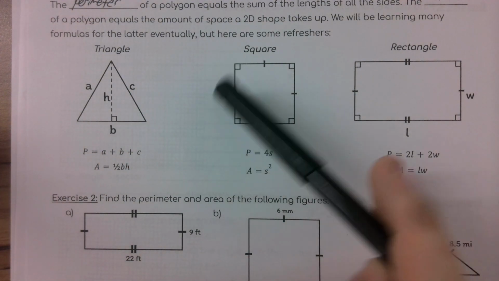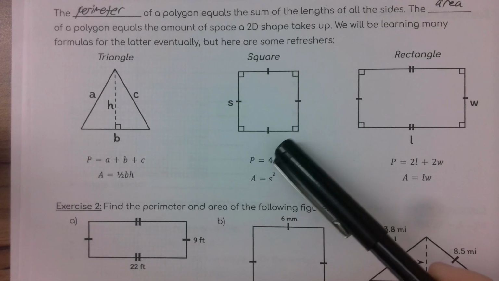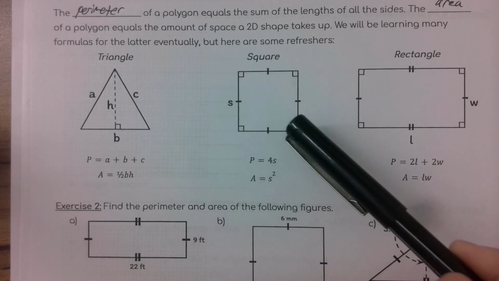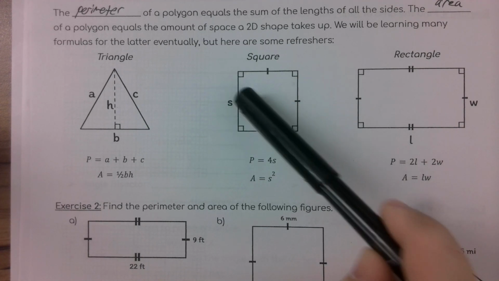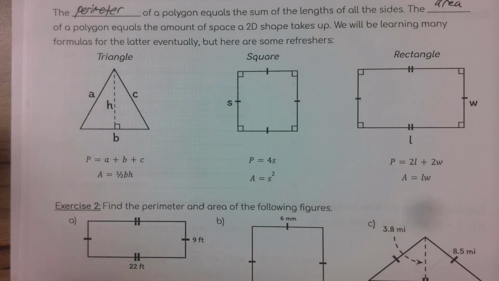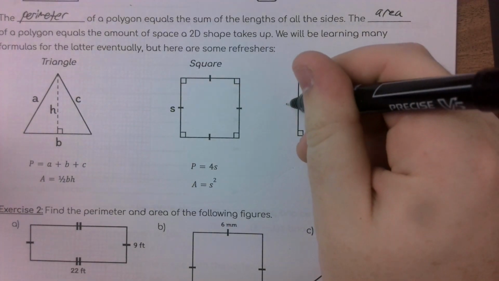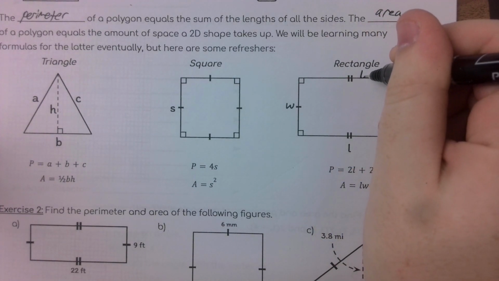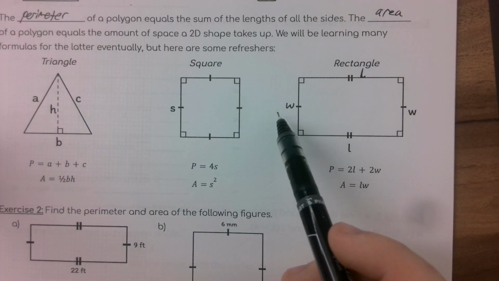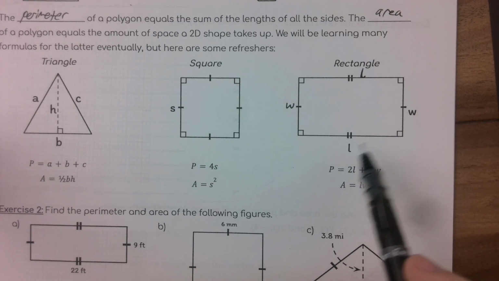For a square, since all 4 sides are the same, you could do side plus side plus side plus side, or just 4 times the side. The area is this side times this side, because that would be length times width. But since they're both S, they both have the same length, we could call it S squared. For a rectangle, the opposite sides are congruent. So we've got L plus W plus L plus W, or 2L plus 2W for the perimeter. The area, meanwhile, is just length times width.